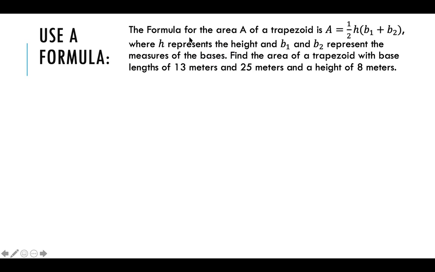So we have the formula for the area of a trapezoid: A equals 1/2 h times the sum of the bases, where h is the height and b1, b2 represent the measurements of the bases.